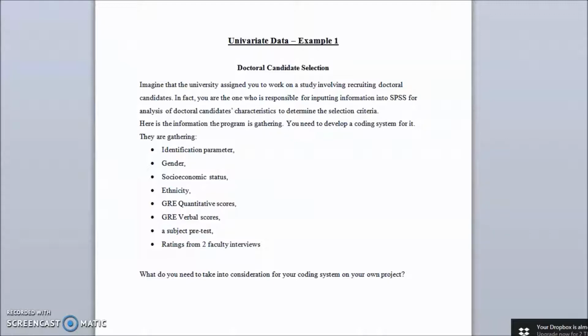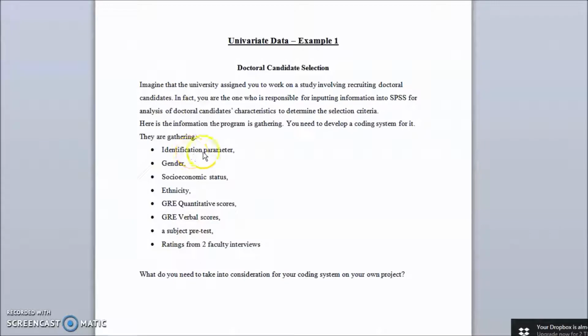If you look at it, the first example is: suppose you have been assigned by your university to conduct a study to recruit doctoral candidates. You are the one who's responsible for getting all the information and putting it in SPSS to analyze the characteristics, selection criteria, and other things. So here are some of the variables that you are gathering.